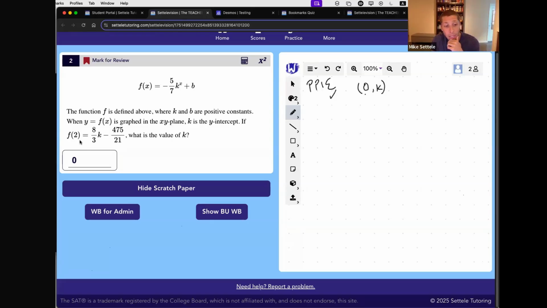It looks insane, but it's function notation. Function notation gives us an x and a y. And yeah, the y is insane, but let's not worry about that. Let's trust the strategy. So 8/3 k minus 475 over 21.